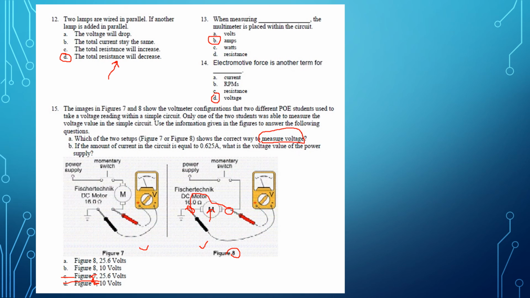Now you've got to look at the second part. So 15B, it says if the amount of current in the circuit is equal to 0.625 amps, what's the voltage value of the power supply? Ohm's law comes back again. So you are being asked, what is voltage? All I know is that I've got a V and I've got an I and an R. So I'm going to multiply the I times R. So current times resistance. In this case, I've got a current of 0.625 amps.